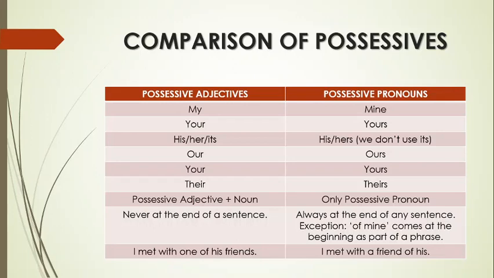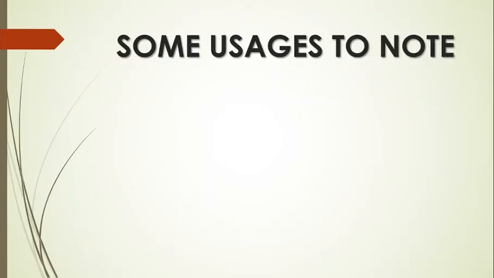Let's talk about examples. In possessive adjectives, we say, "I met with one of his friends." The same sentence with a possessive pronoun will become, "I met with a friend of his." So his friends becomes friend of his. His comes with friends when it is used as a possessive adjective, but as a possessive pronoun, it sits at the end of the sentence alone.